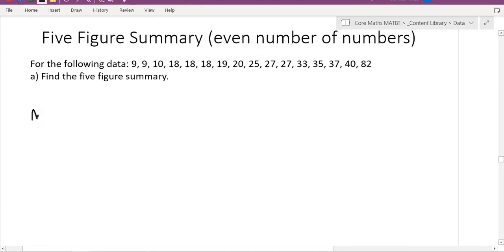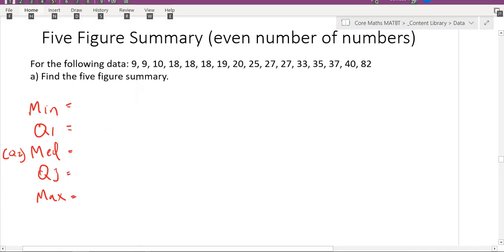Always start with the minimum. Write it down. So you have to do minimum, do Q1, do your median, your Q3, and then your max. Just remember that your median is the same as Q2. It's the same thing. But I prefer to use median. Okay, so for my data set, just say it out, guys. What's the minimum? What's the maximum? 982. Easy. 9 and then 82.